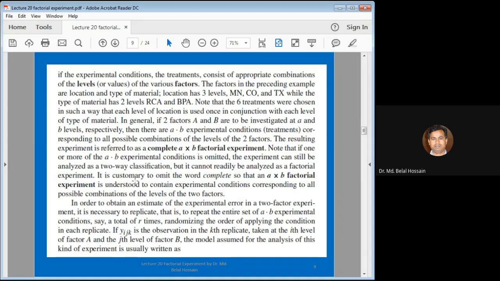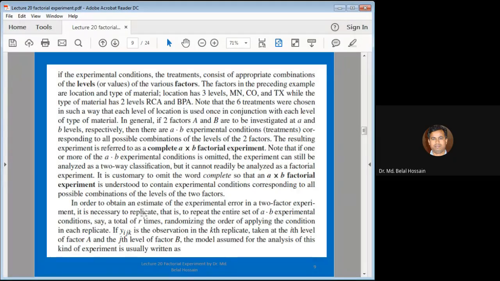It is customary to omit the word complete so that an A by B factorial experiment is understood to contain experimental conditions corresponding to all possible combinations of the levels of the 2 factors. Okay, so if there is no replication, then we cannot call it complete because we will not have all possible treatment combinations there.